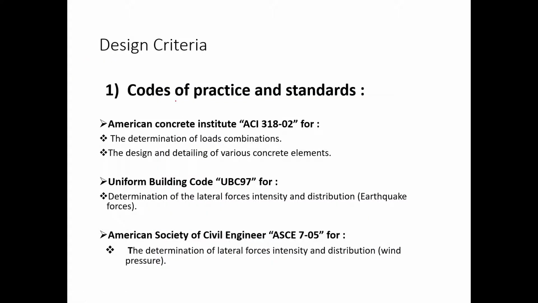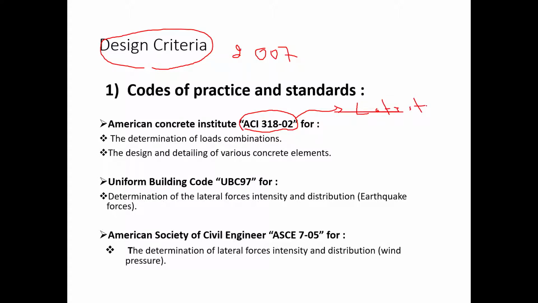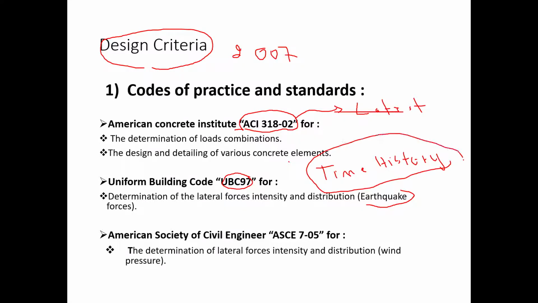So first of all, we are going to talk about the design criteria. Our project was built in 2007, so we are going to use ACI 2002, but we will change it to the latest one. And UBC 97. The ACI code is used to design all the concrete elements. The UBC is for earthquake, where we will do dynamic and static analysis, and we will also use time history analysis for dynamic analysis.